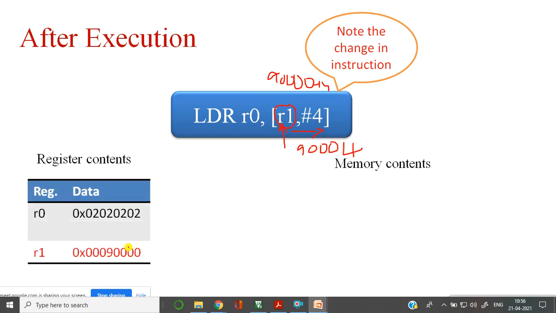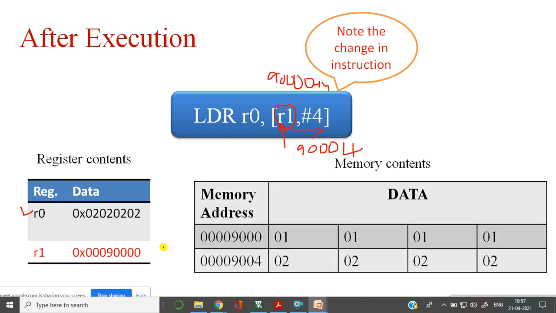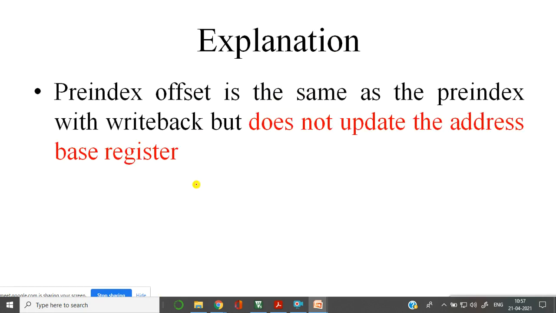So that's the output here. Okay, that's the output. See, R0 fetches the content from the 9004 location itself. Since I am not using the exclamatory mark, the R1 content remains unchanged. This is the difference between pre-indexing with write back and without write back.